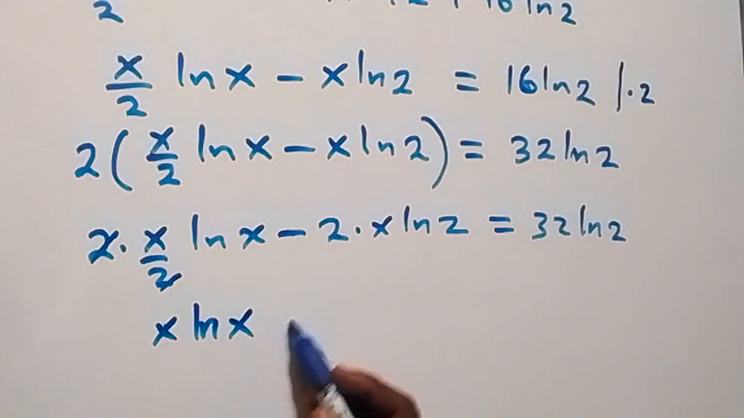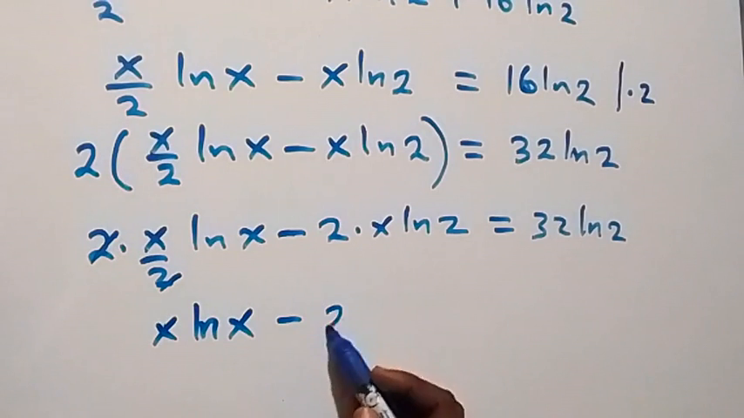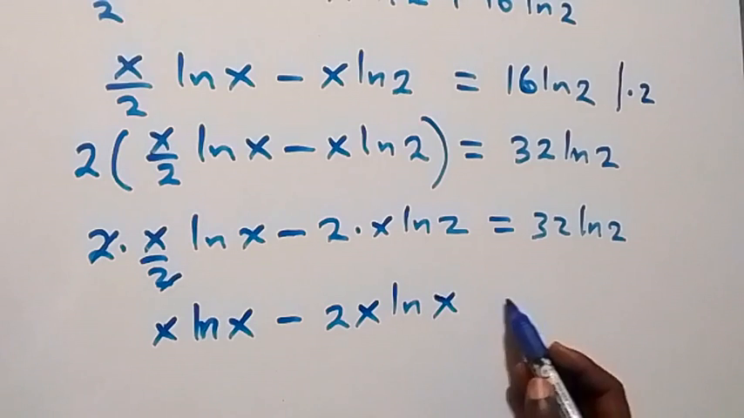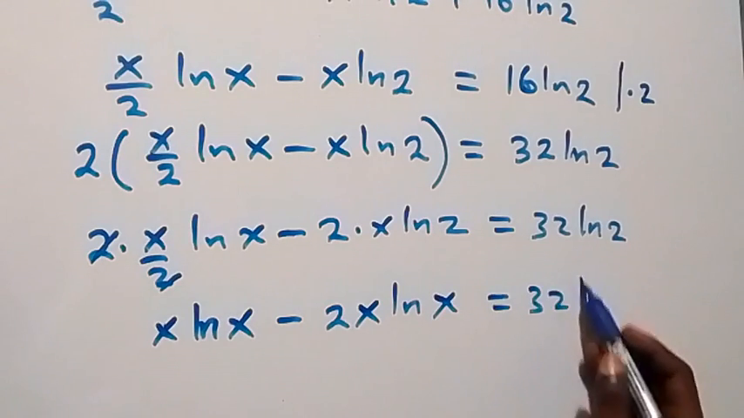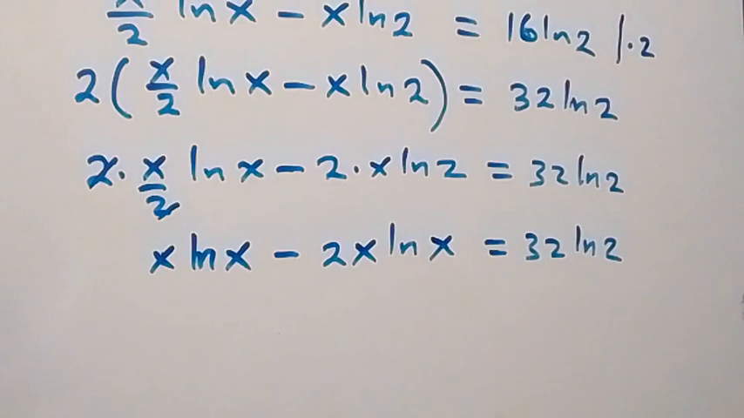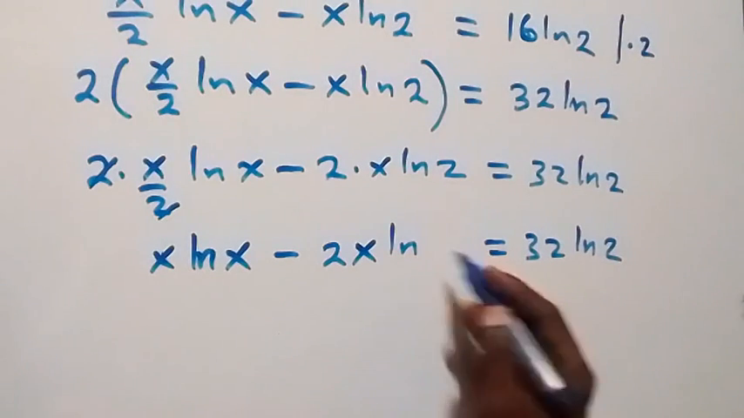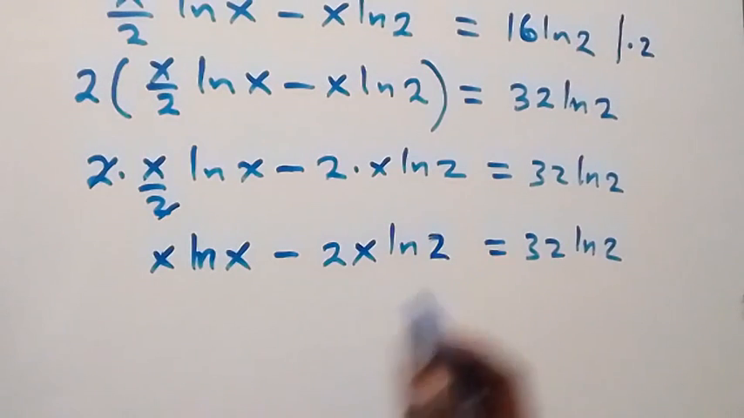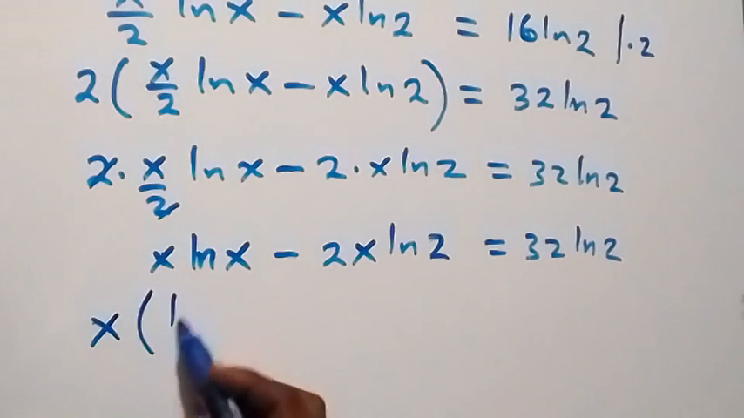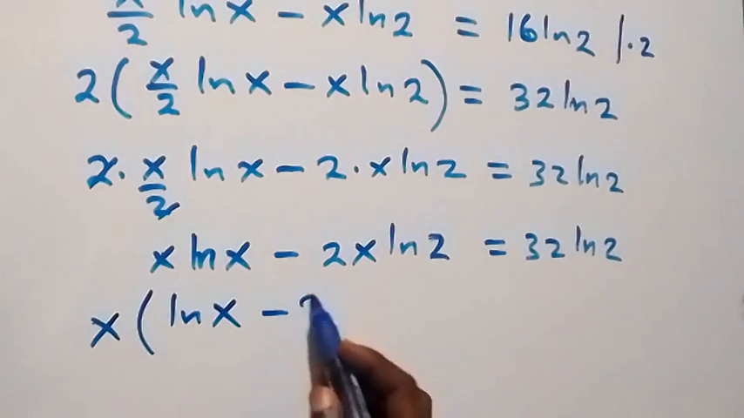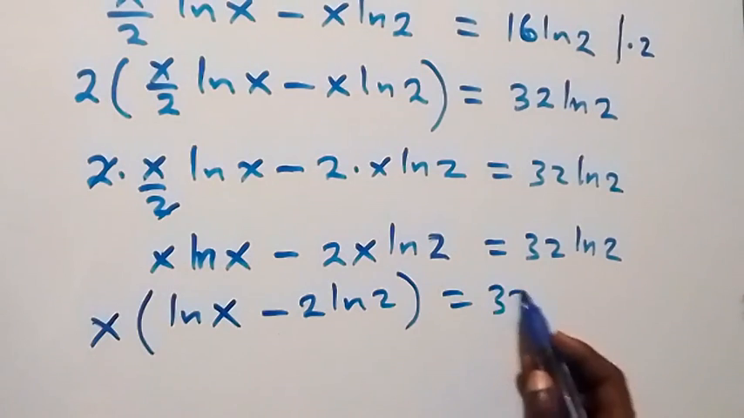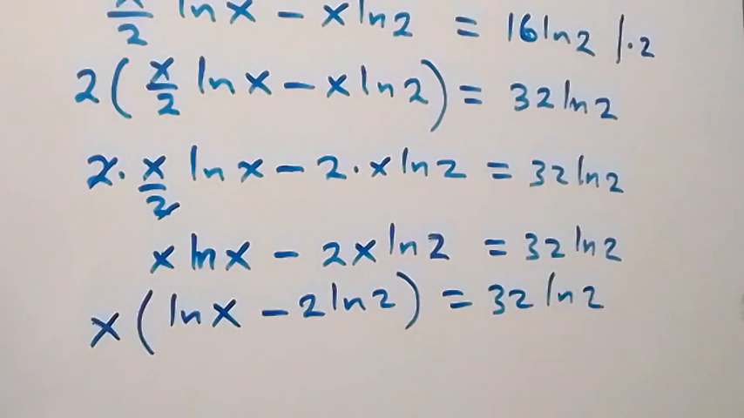ln x here, then minus 2x ln 2 now equals to 32 ln 2. Sorry, this is ln 2 from what we have there. Now from here we have x common, let's factor x out, so we have x into bracket ln x, then minus 2 ln 2 now equals to 32 ln 2 from here.